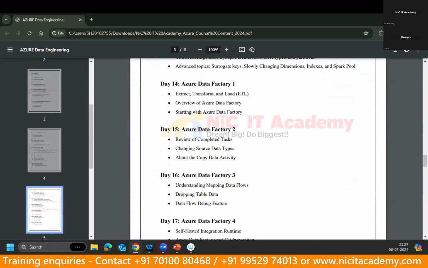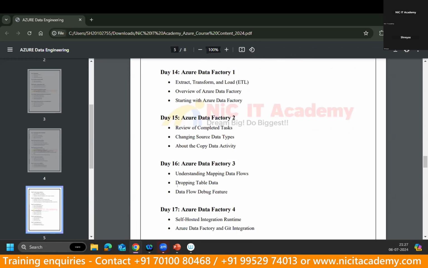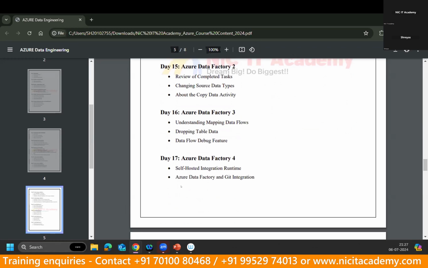Again, we spend a good amount of time on Data Factory, where we talk about extract, transform, load, the overview, how you're going to review the completed task, how do you copy data, dropping table data, the data flow debug feature, and then self-hosted integration runtime. And again, I'm saying, please don't think that these are going to be theoretical sessions only. We'll do hands-on live in the class. I will show you how it is done on the Azure portal.